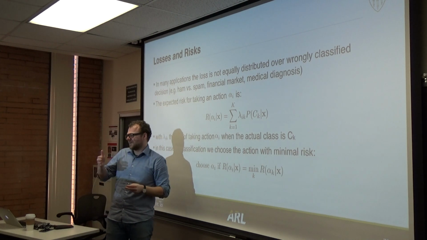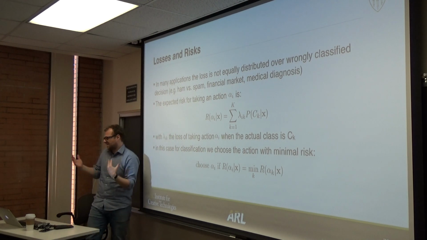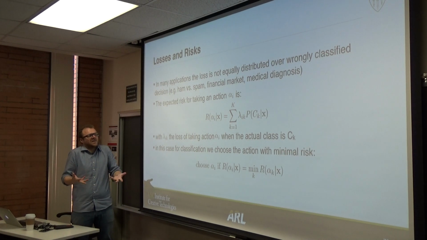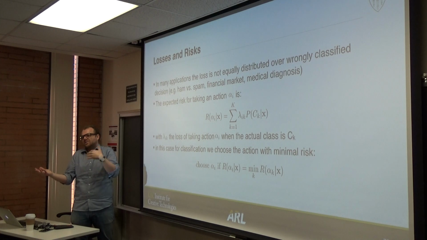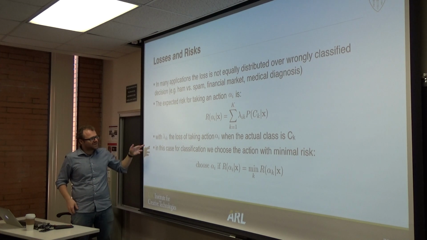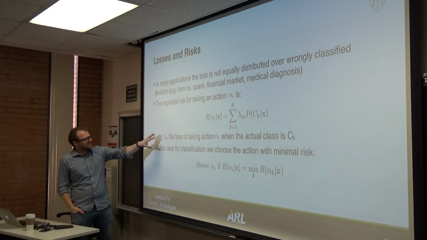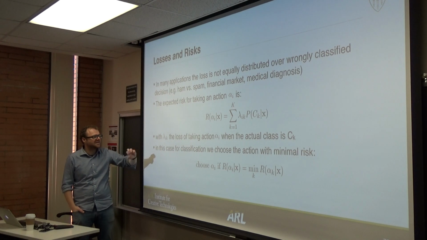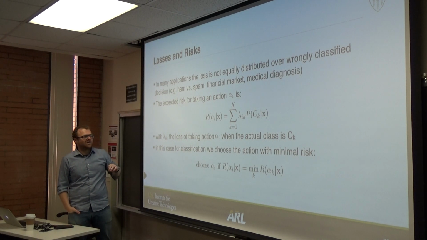count every error the same way, but sometimes you have different costs. In a different classification problem, it might be more costly to make one mistake over the other, right? So basically this is the loss parameter, the loss weight of taking an action when the class is actually class k.